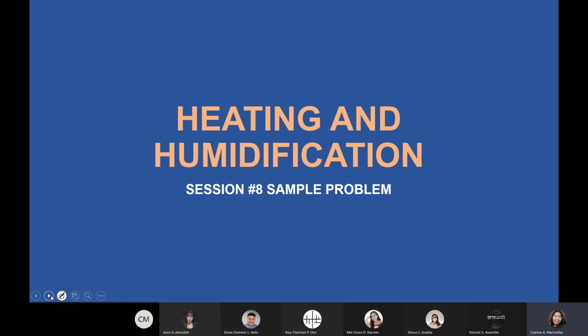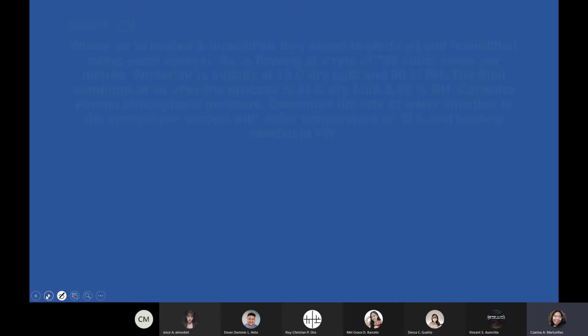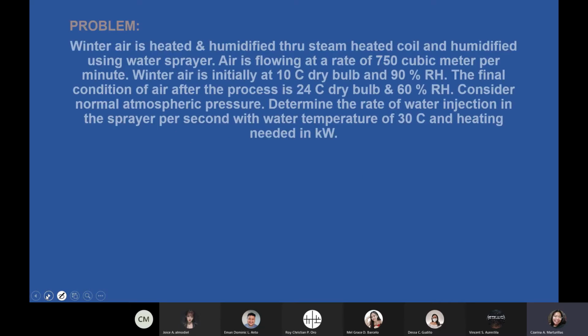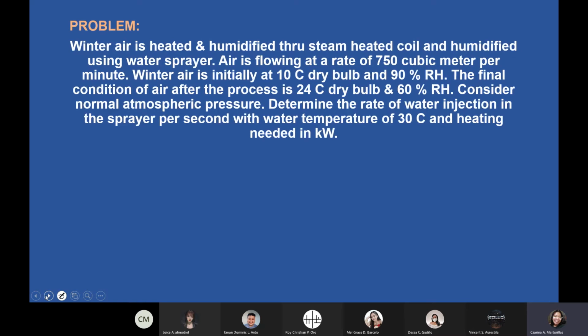We move on to the second type, which is heating and humidification. Opposite to cooling and dehumidification, heating is an increase of temperature and an increase of specific humidity, so it absorbs heat and also absorbs moisture. For this problem, winter air is heated and humidified through steam, a heating coil, and a water sprayer. Humidification involves two elements, steam and water sprayer. For this problem, the water sprayer is involved.